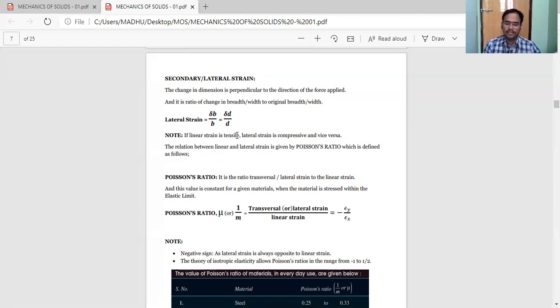So that's why, if the applied load is a tensile load, the strain induced is primary strain in the direction of the load, and in the other direction it is compressive. If a compressive load is applied, then the changes in the other dimensions are tensile.